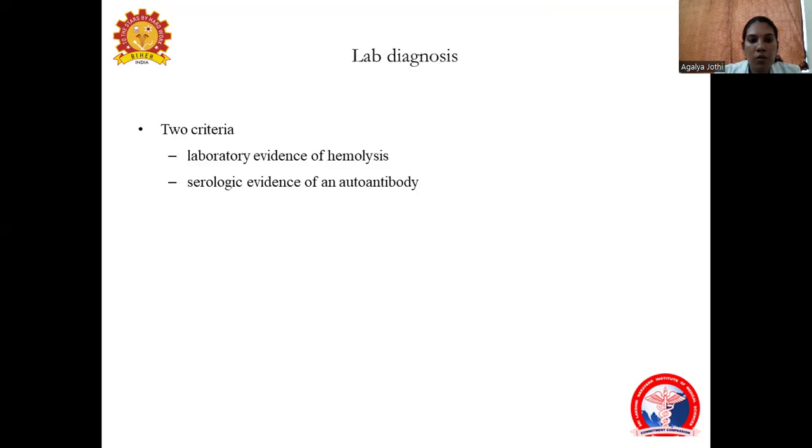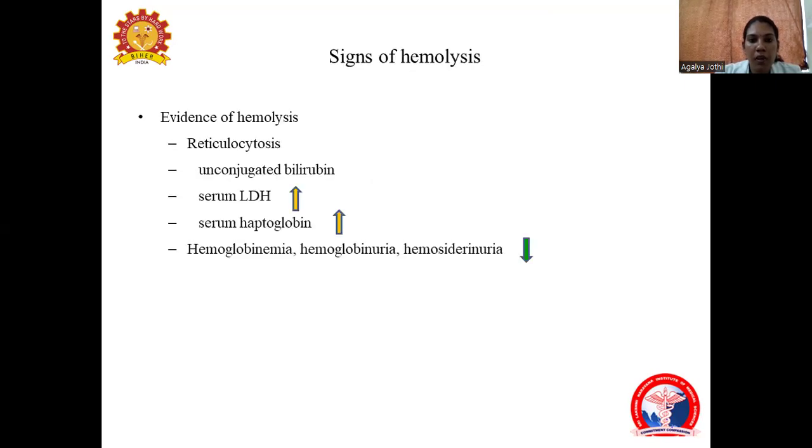The laboratory diagnosis has two criteria. First is the laboratory evidence of hemolysis, another is serologic evidence of autoantibodies. Coming to what are the signs of hemolysis? There is increased reticulocytosis, an increase in retic count, then increased unconjugated bilirubin. Serum LDH level will also get increased. Serum haptoglobin level will be decreased, and there will be hemoglobinemia, hemoglobinuria, and hemosiderinuria.